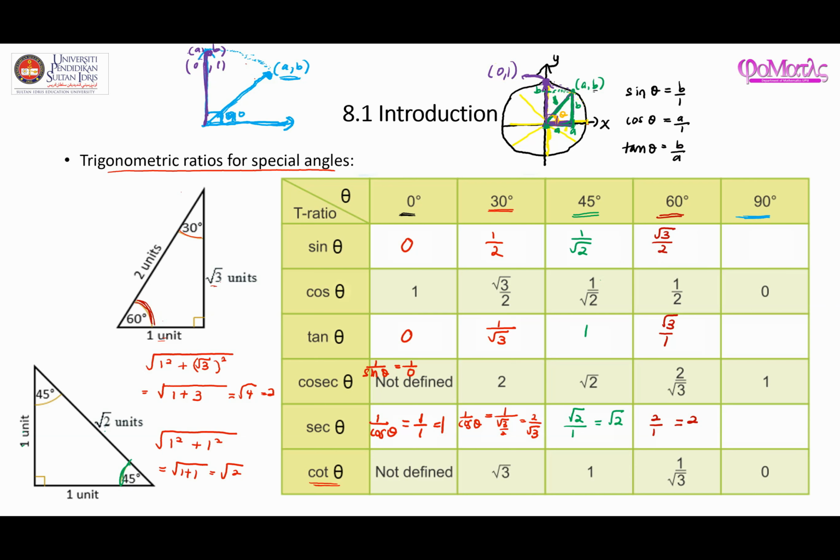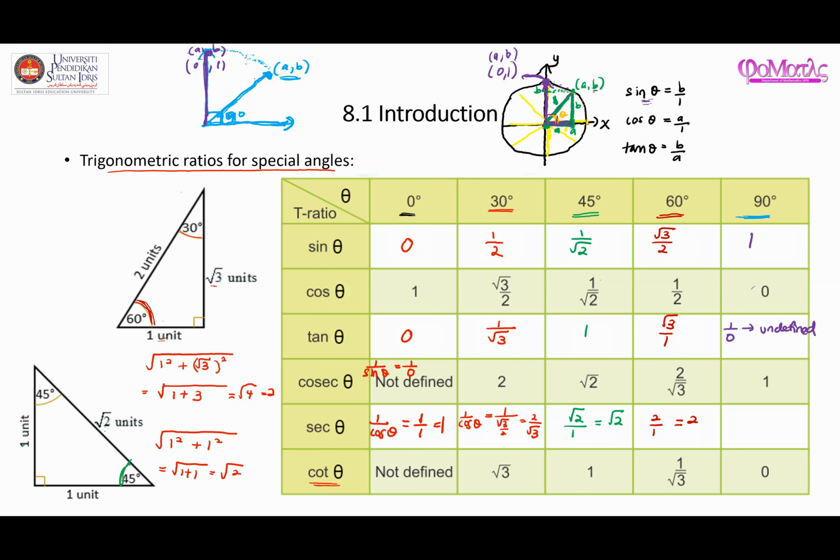Therefore, when you want to find what is sine 90 degrees, sine 90 degrees is b over 1. So 0 here corresponds to A, and y is b, and b is 1. So sine of theta is b over 1, b is 1, so 1 over 1 is 1. Now tangent theta is b over A. So b is 1 over 0, it becomes undefined. So 1 over 0, this is actually undefined.